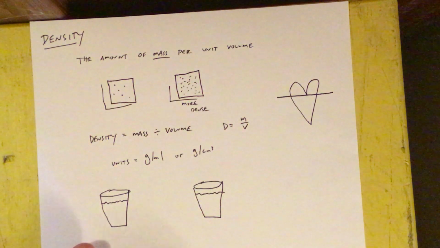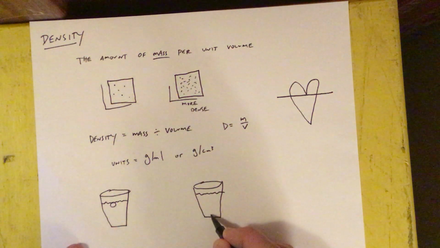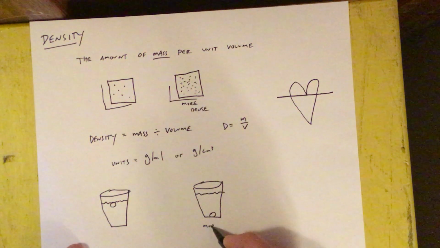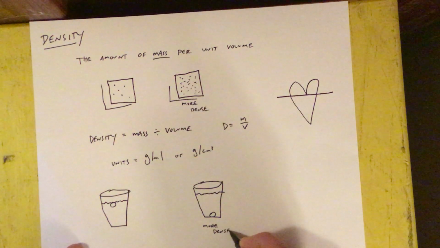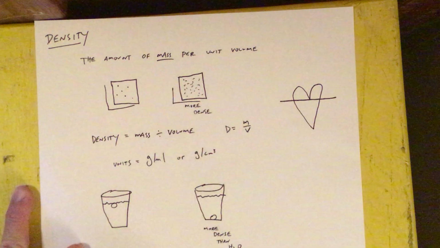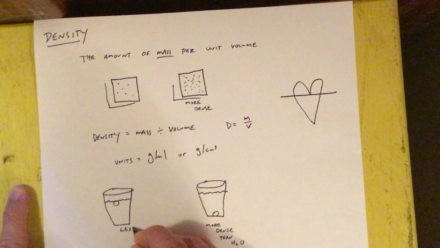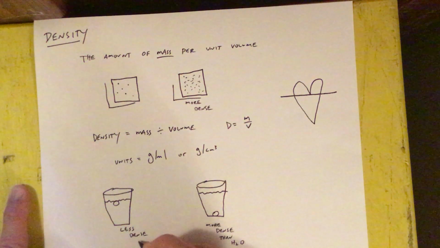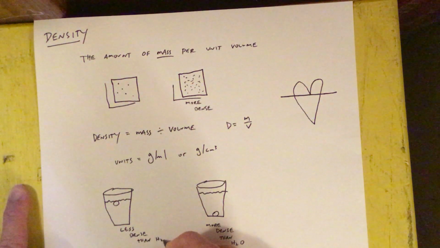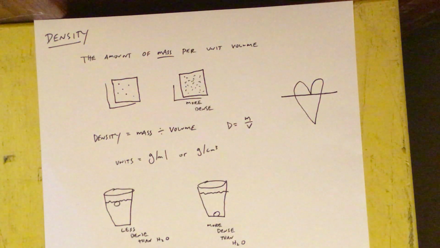So if you have two objects that are the same size, and one of them floats and one of them sinks, the one that sinks is more dense than water, and the one that floats is less dense than water. And that's density. We'll be practicing some equations with density, but for now, this is all I want you to put in your notebook.